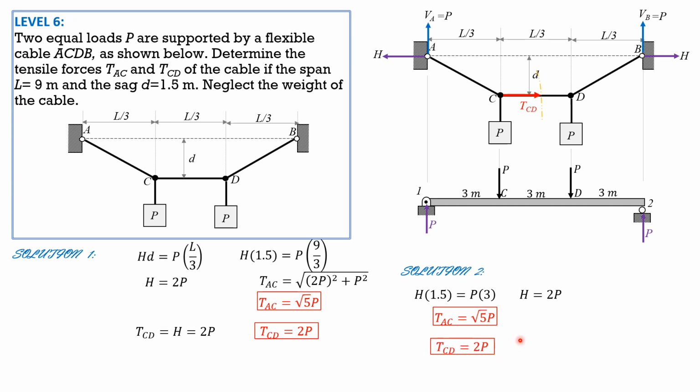So after we solve for H, which is 2P, the rest of the solution will be similar to the first part. What is important is that I applied the general cable theorem in computing the value of H in a different way, but the result is the same. The formula is also the same.